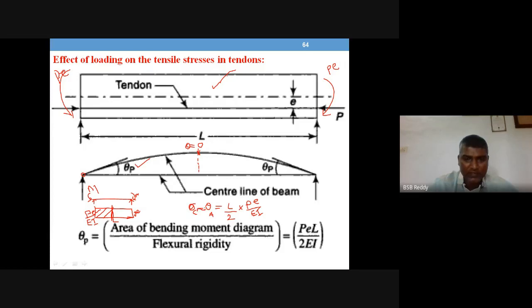So what is the theta C value? Theta at the center is 0. Theta at A is equal to theta P. So the theta P value is nothing but PeL by 2EI. That is how you get this value. This is by the very fundamental concept of slope calculation by Mohr's theorem 1. This is for pre-stressing. After pre-stressing, this is the rotation of the tendon.